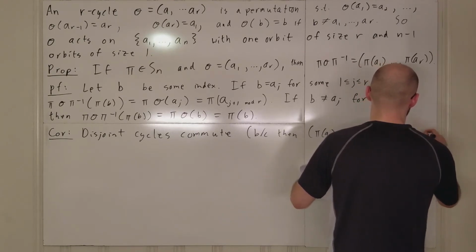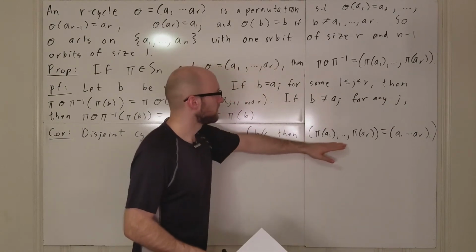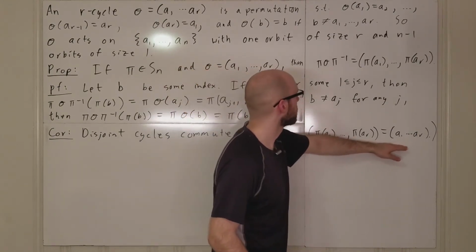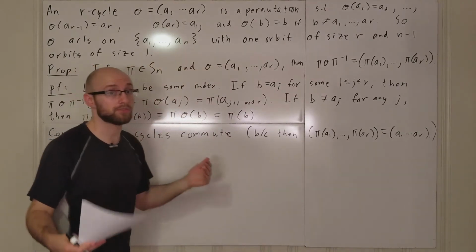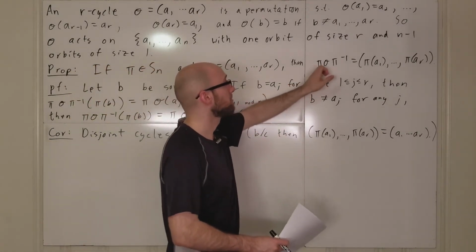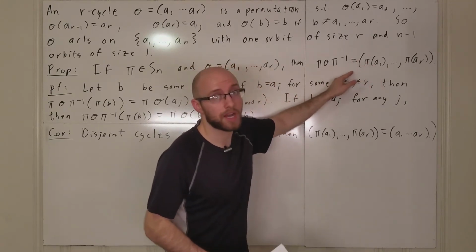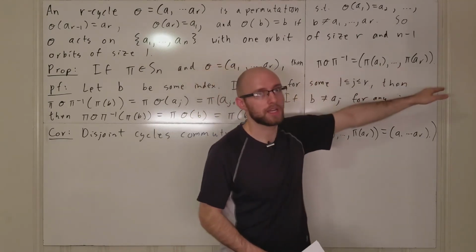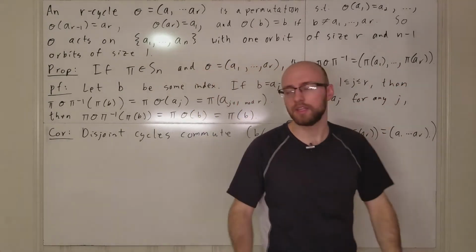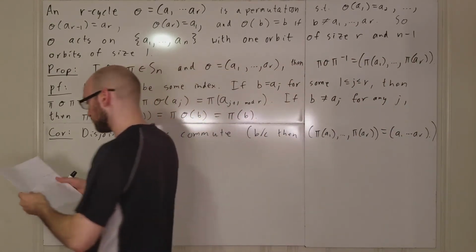a1 through ar. And so if this is equal to this, well, a1 through ar here, that's just sigma. And so what this means is that in the case where you have two disjoint cycles, this will read pi sigma pi inverse equals sigma. But if you bring the pi to the other side, then you get pi sigma equals sigma pi. And that means exactly that these cycles commute. And so that's how you get that corollary.